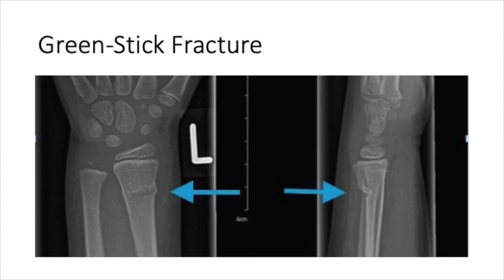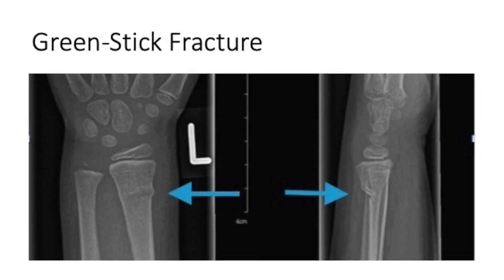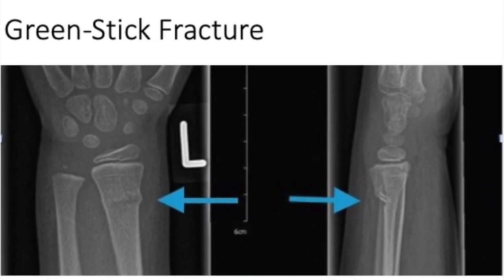Whereas a greenstick fracture is a fracture of one cortex. And this is managed on the same lines as a torus fracture. You will see a bulging cortex or a broken cortex only on one side of the bone.